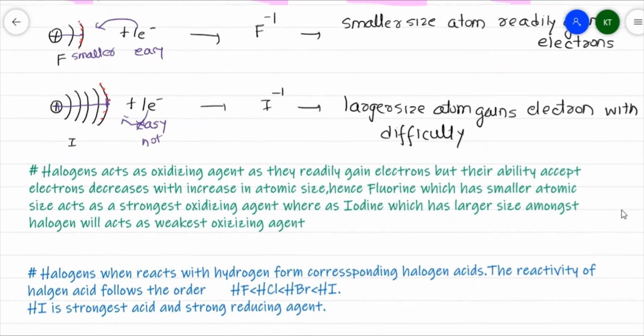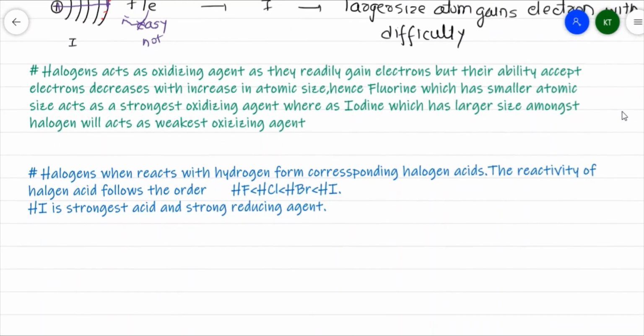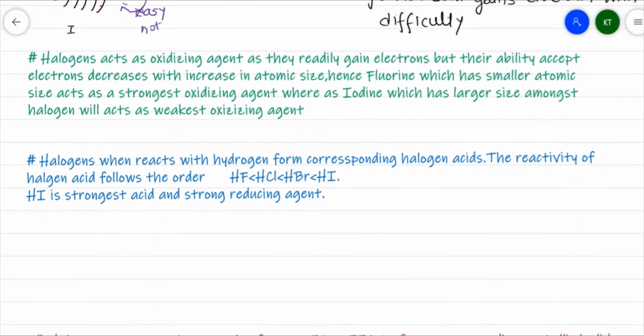Then, based on this, we can explain one more property. As we observe, fluorine readily gains electron, so it acts as an oxidizing agent. See, an oxidizing agent is that substance which itself undergoes reduction, that is gain of electron, but helps in oxidation. So halogens will act as good oxidizing agents because they readily gain electron. But the tendency to accept electron goes on decreasing with increase in size.